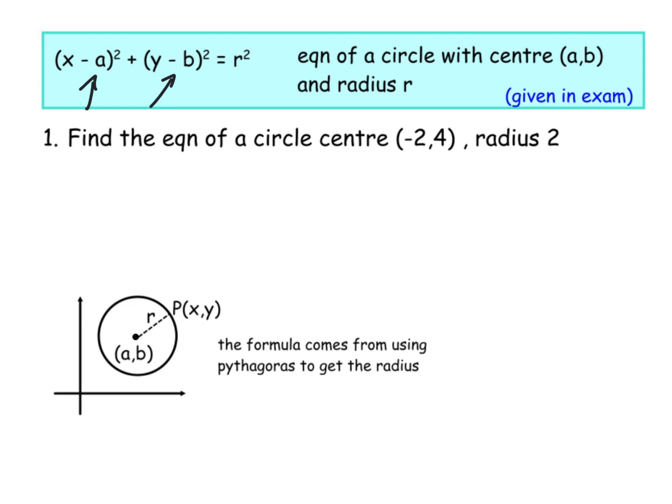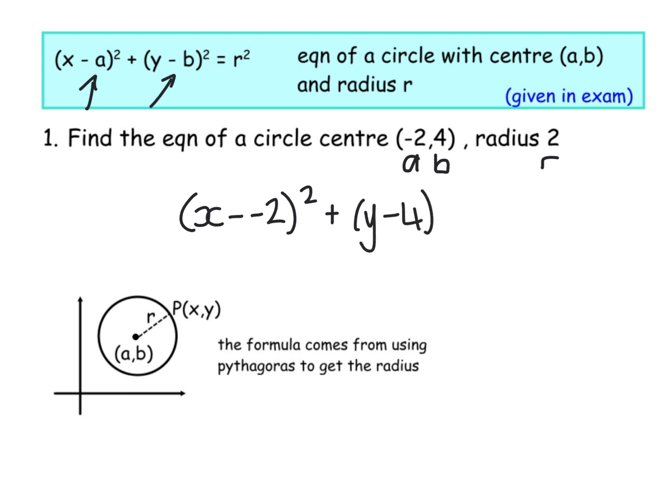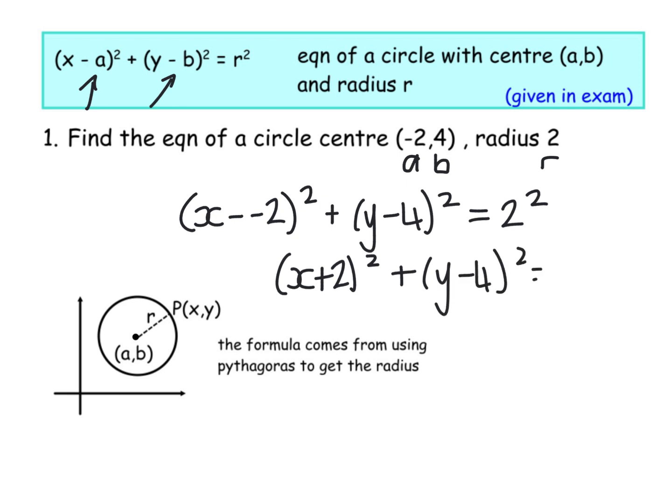So if we want to find the equation of a circle with centre -2, 4 and a radius of 2, we literally label our centre as a, b and our r is 2, and we just plug this into the equation. So you have x minus -2 all squared plus y minus 4 all squared equals 2 squared. And just to simplify, that becomes (x + 2)² + (y - 4)² = 4.